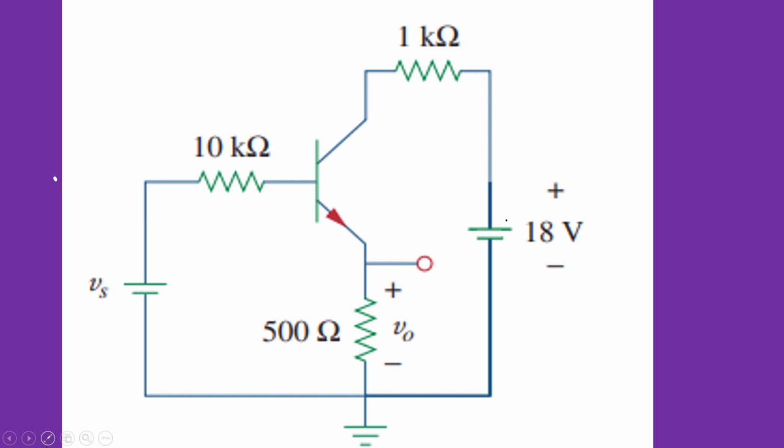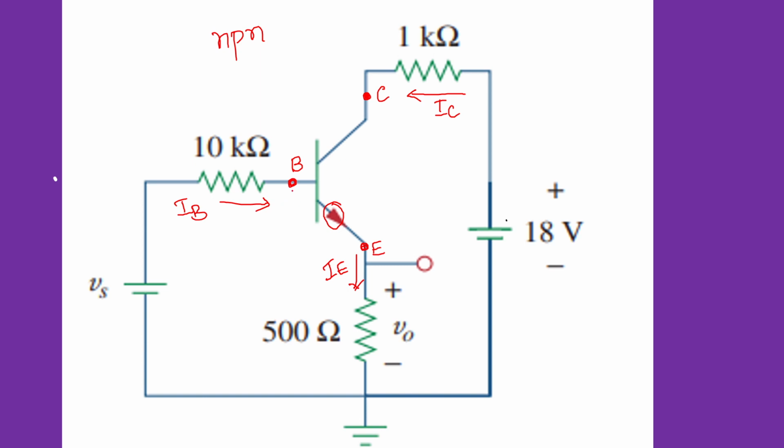Now as a first step, we have to mark the terminals first. So this is our base terminal, and this is the collector terminal of the transistor, and this is the emitter terminal. By looking at this arrowhead, we know that it is an NPN transistor. And now we'll mark the currents flowing through this. So to the base, IB current will be flowing, and into this collector terminal, IC current will be flowing, and out of this emitter terminal we have this IE current flowing.